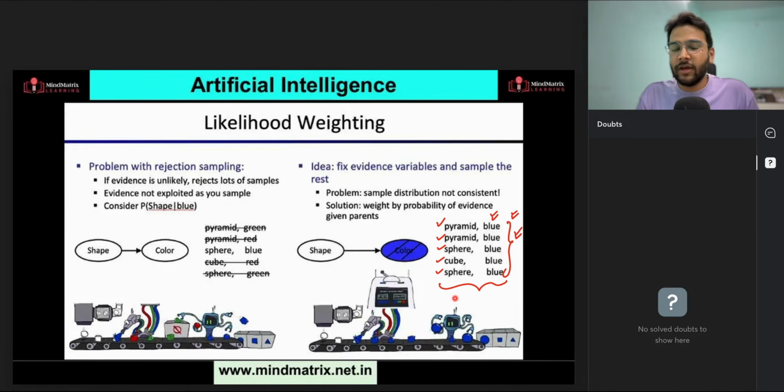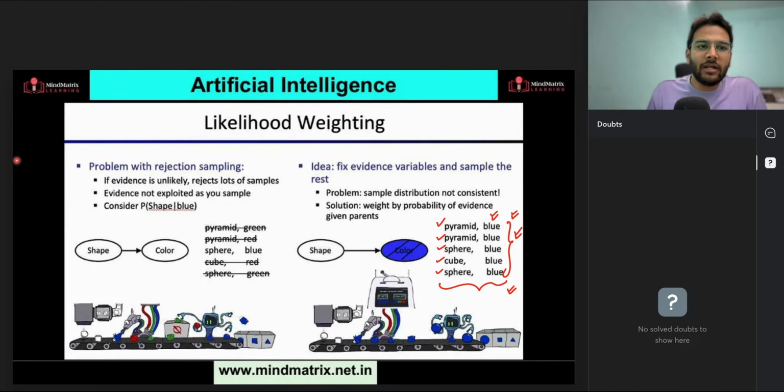Yes. So we are fixing the evidence. Now the color we have fixed that it is blue. Once we are fixing the color, that means now we are not going to consider any other color. Then after fixing it, we are sampling the rest. So now we have this kind of bunch of samples. Clear? Once we solve some question, you will understand how we are using it. So just wait for some time.